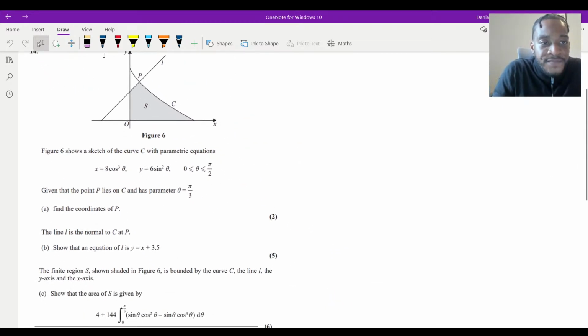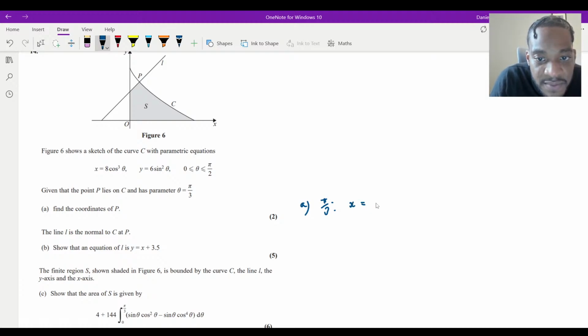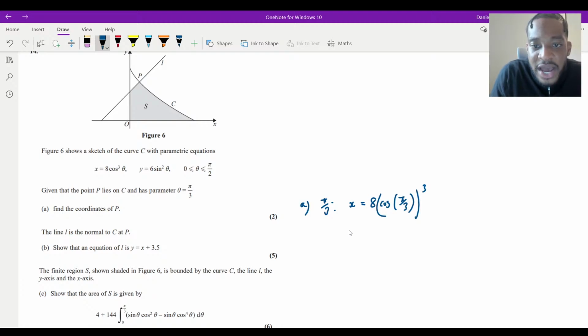For part A, we're just going to plug in pi over 3 into both x and y. So x is going to be 8 cos, and I'll write pi over 3 here, and a cubed here, because that's how it's going to be in the calculator. And then y is going to be 6 bracket, sine pi over 3, and then squared. So I'm going to plug those in and see what I get.